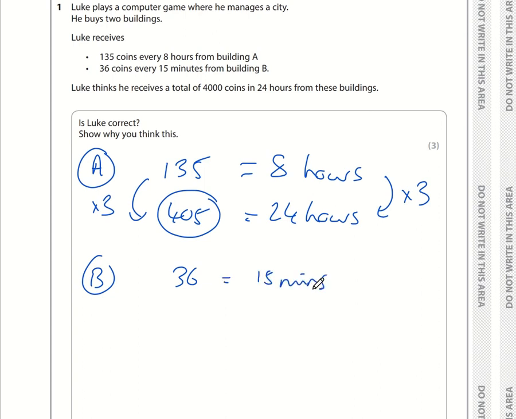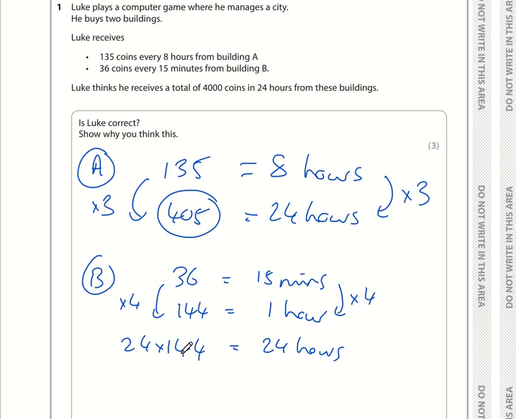So I know that 15 minutes is a quarter of an hour, so in 1 hour that is going to be, well, 1 hour is 4 times more than 15 minutes, so that will be 4 times more than 36, and 36 multiplied by 4 is 144, so per hour he gets 144 coins. So in 24 hours he will get 24 times 144, and 24 times 144 comes to a total of 3,456, so that's what he gets for B.